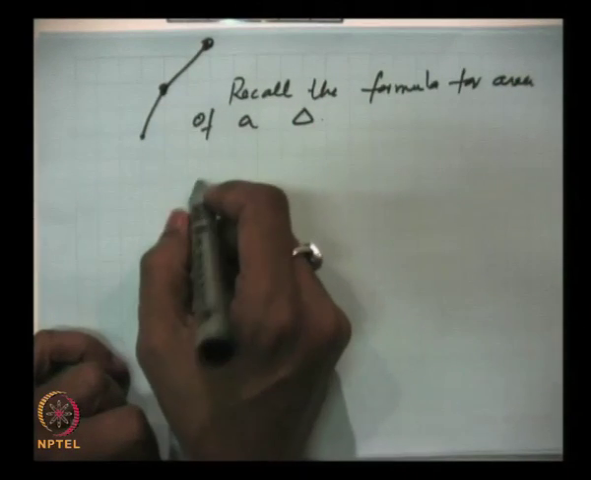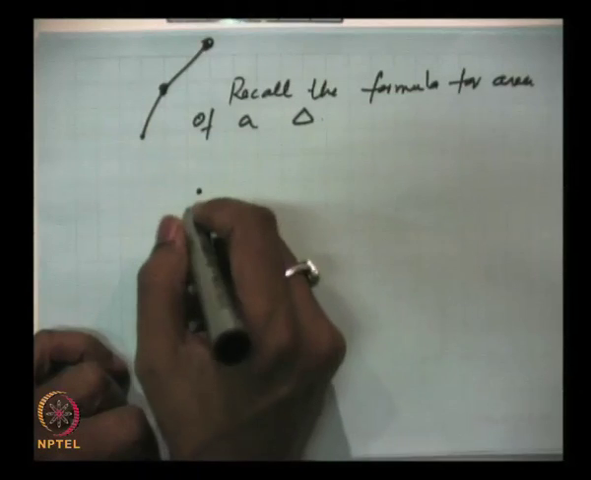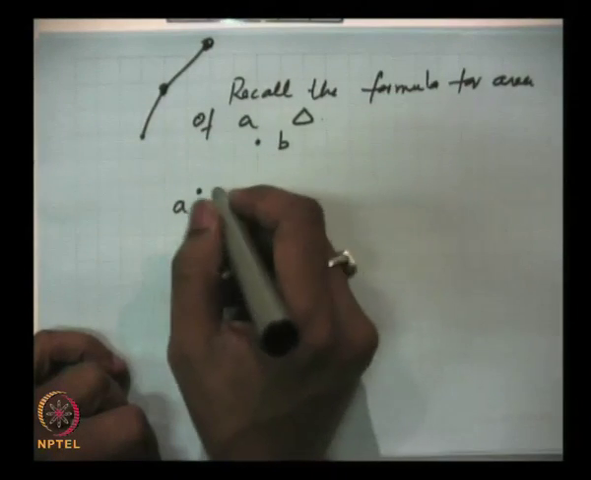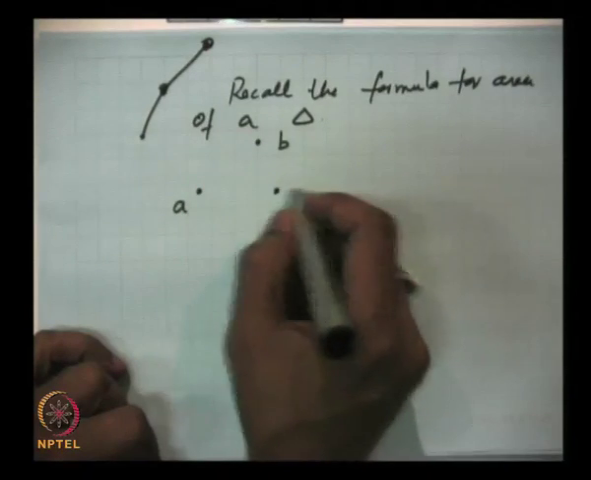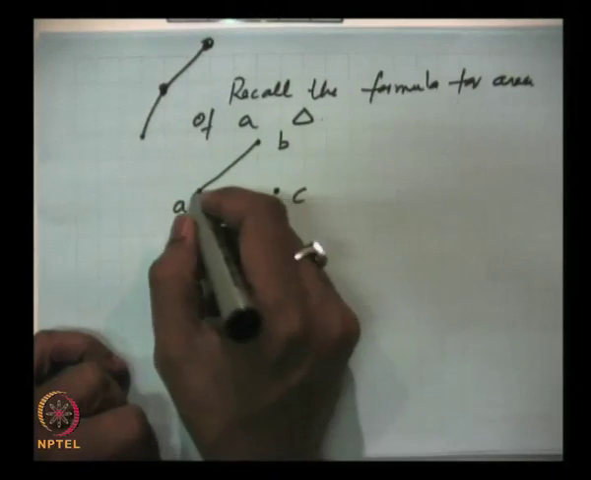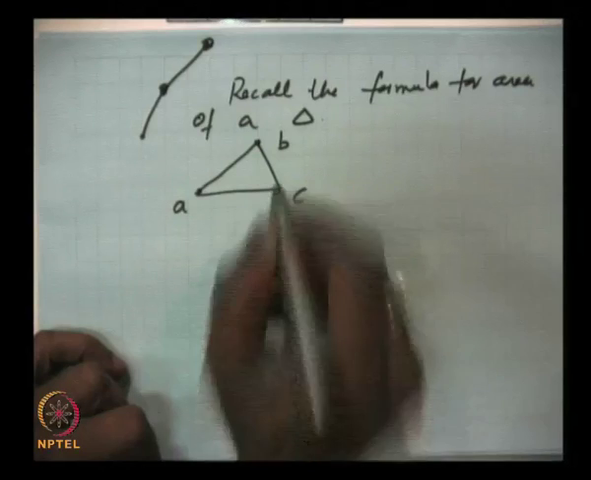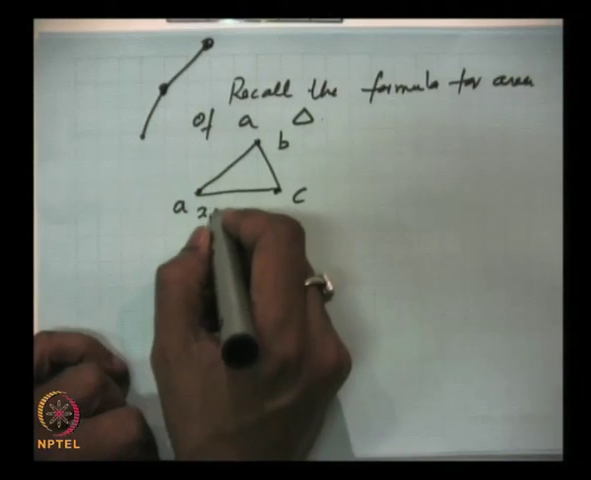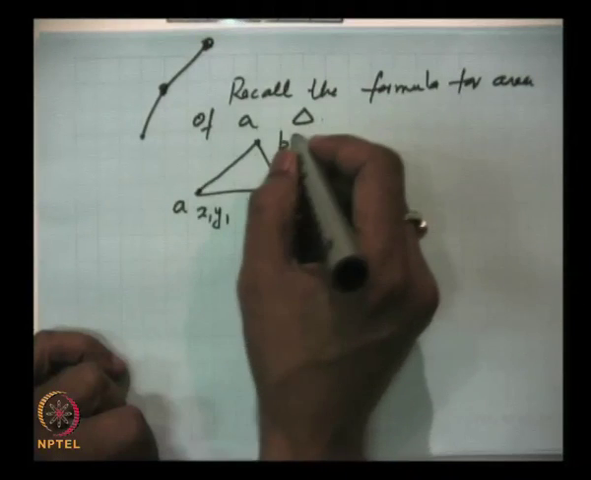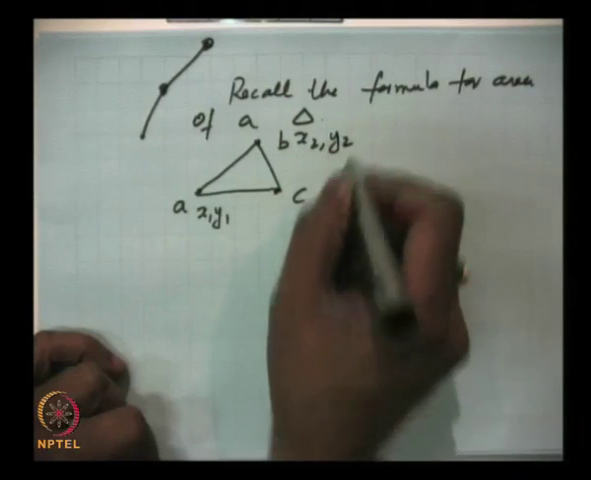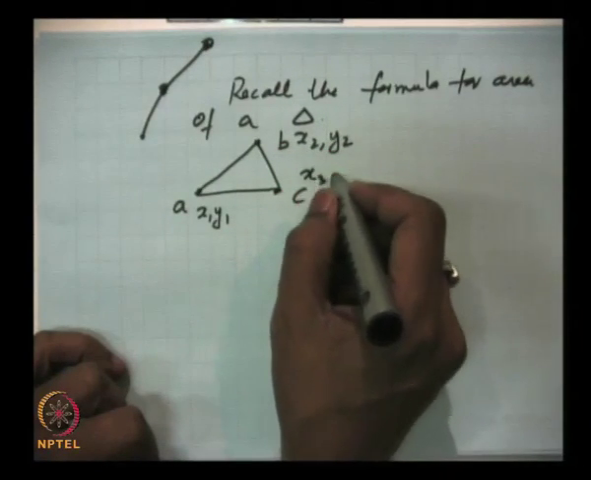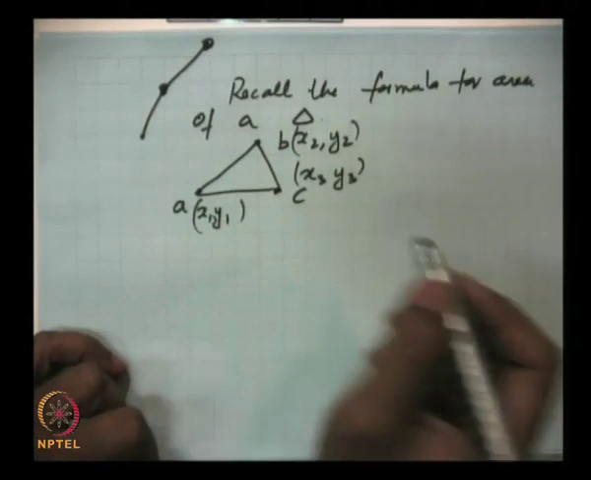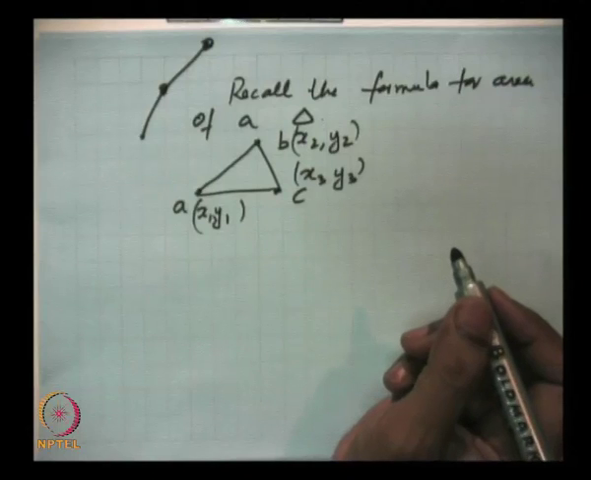So, I have, let us say, 3 points, A, B, C, okay. Let us call them x1, y1, x2, y2, x3, y3. Does anyone remember the formula for the area of this triangle?